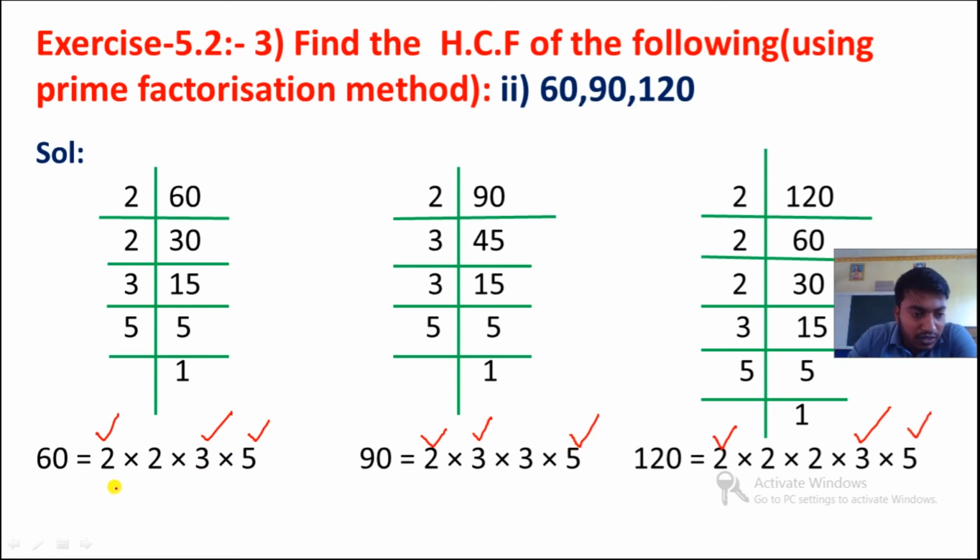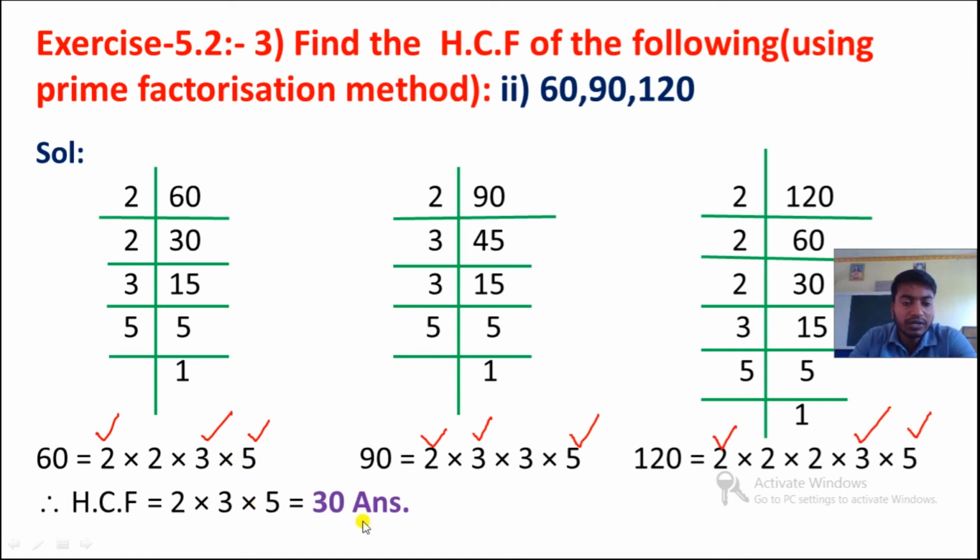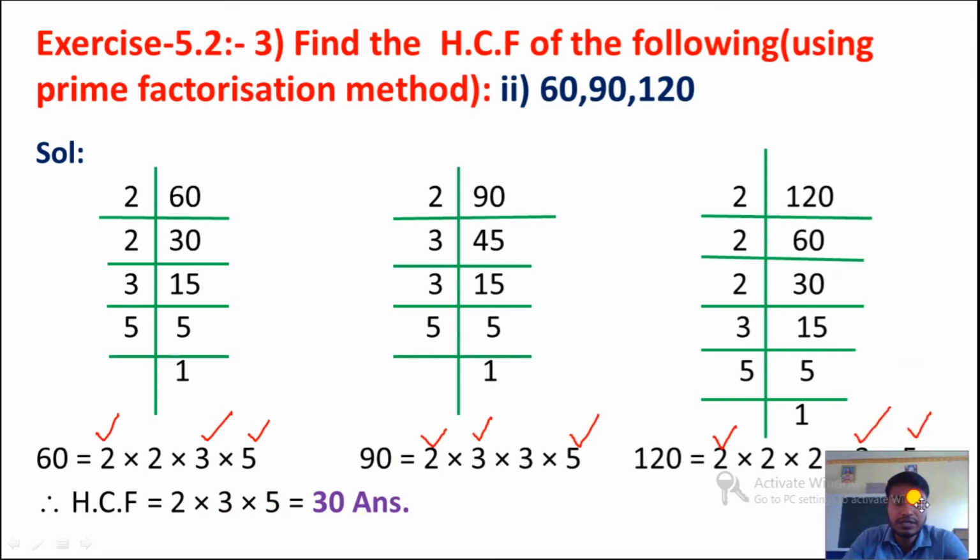So we got 2 into 3 into 5. So the HCF will be 2 into 3 into 5. When we multiply 5 into 3, 15, 15 into 2, 30. This is the answer. Clear to you? This is how we have to find the HCF using the prime factorization method.